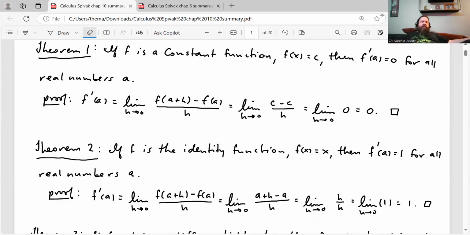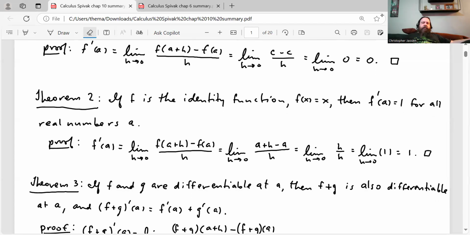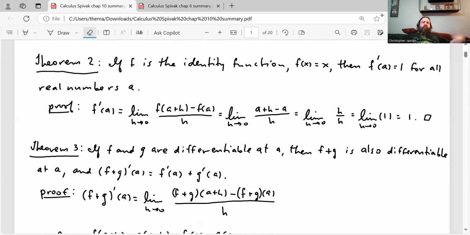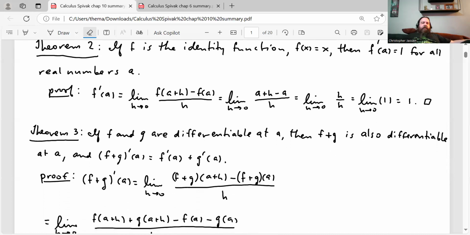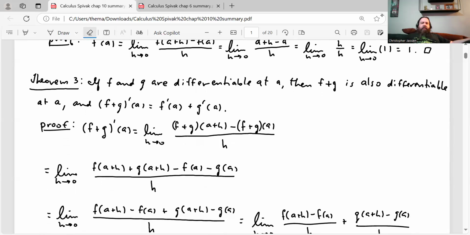We actually did a couple of these in the previous chapter, but now we're writing them down as formal theorems. Theorem 2, if f is the identity function, in other words, f of x equals x, then f prime of a equals 1 for all real numbers a. And again, to prove this, we just take the limit of the difference quotient at a and see that we get the limit equal to 1.